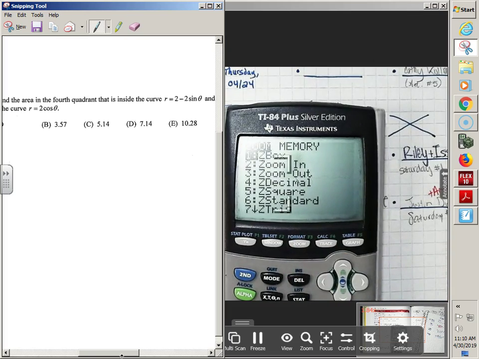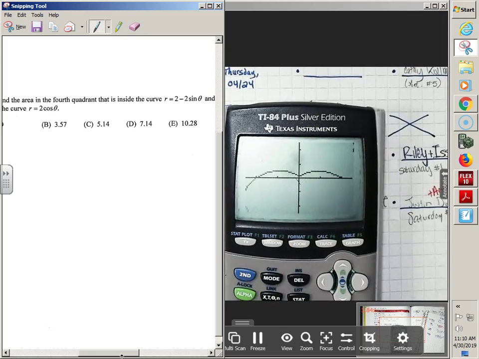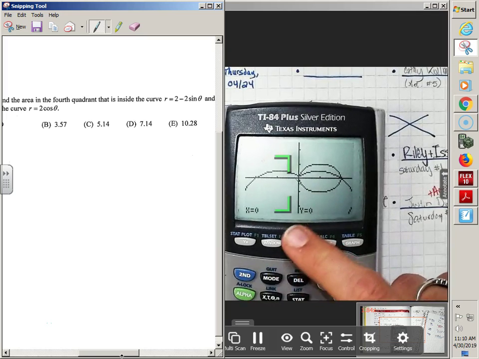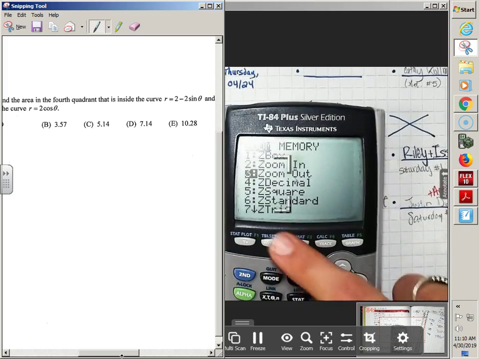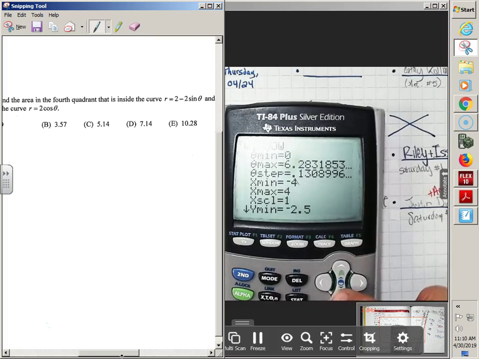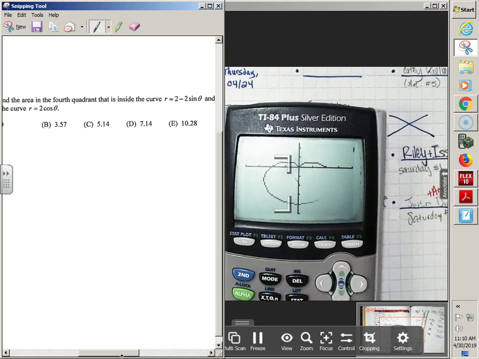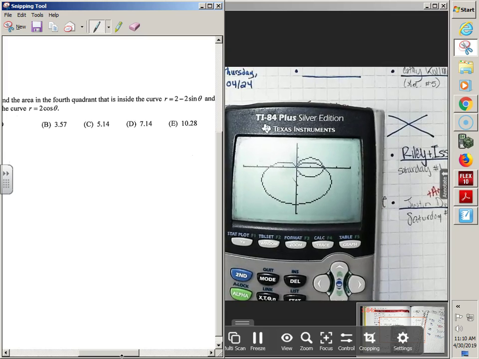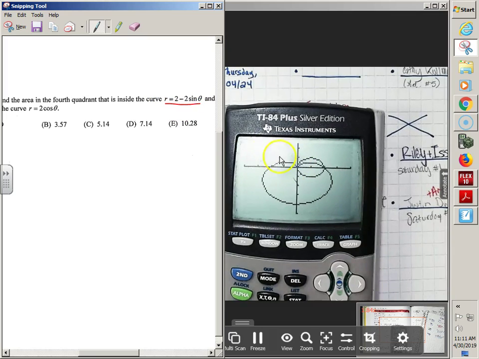I'm going to zoom in to make my life easier. There's my cuspy one, there's my circle. I'd really like this to be a little bit more that way and a little bit more that way. P.S., I just made up those numbers, I just wanted it tweaked a little bit. So they're asking for inside. You could watch it graph too. There's my little cusp, my little heart, and then my little circle. So inside the heart, but outside?